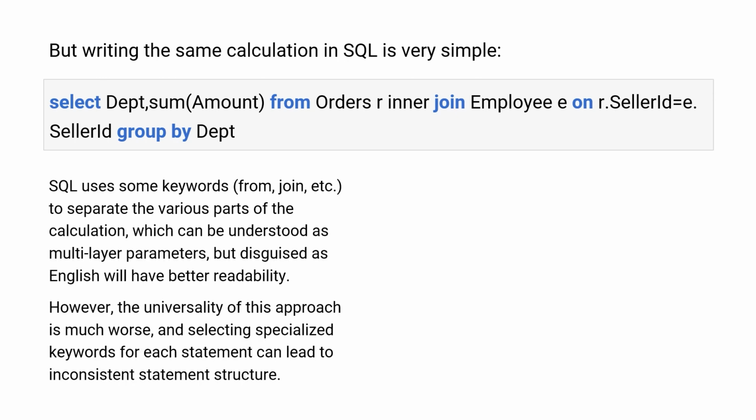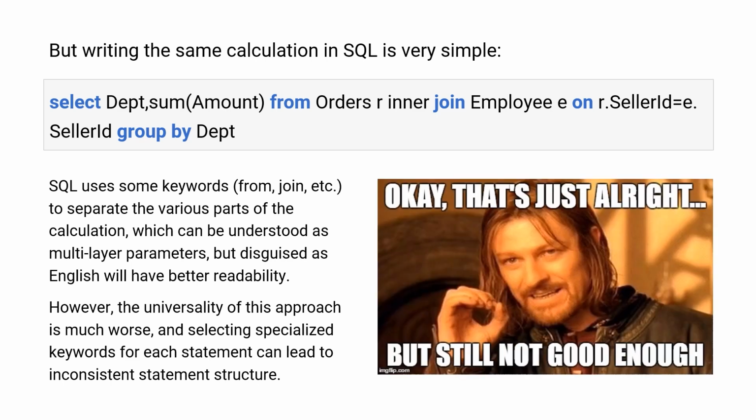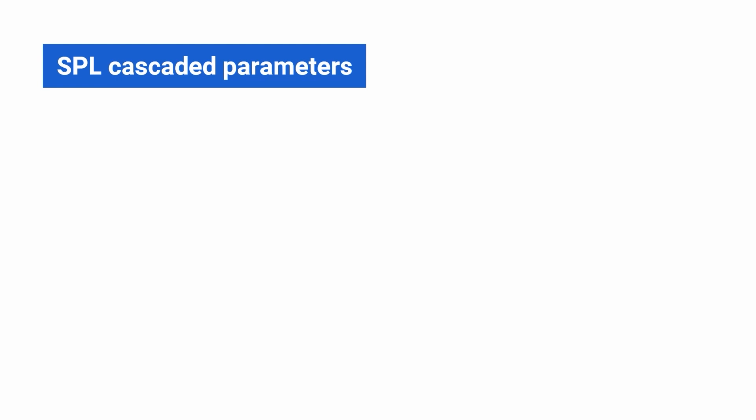SQL uses some keywords, from, join, etc., to separate the various parts of the calculation, which can be understood as multiple layers of parameters, but disguised as English will have better readability. However, the universality of this approach is much worse, and selecting specialized keywords for each statement can lead to inconsistent statement structure. SPL did not use the SQL method of using keywords for separation, nor did it require nested layers like Java. Instead, it creatively invented cascaded parameters.